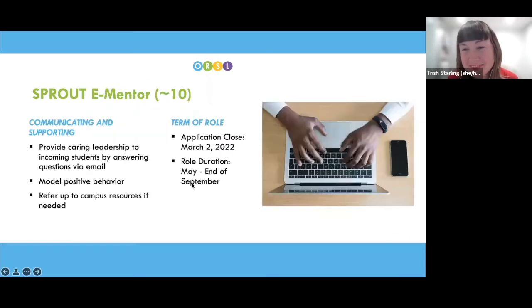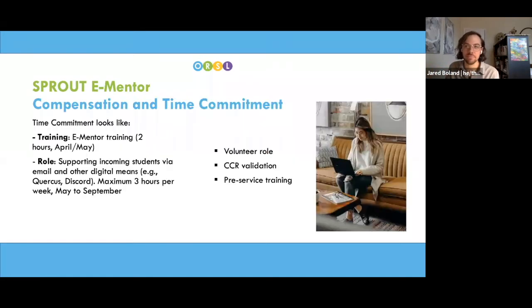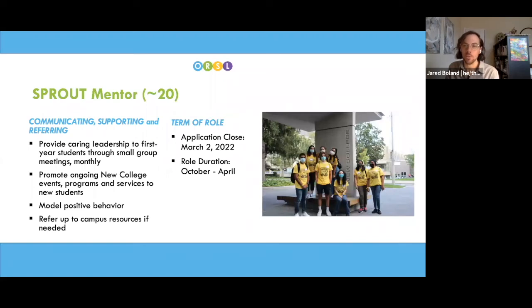Super. And just to reiterate, we're looking to hire about 10 people as Sprout EMentors. So a tight little team, really great opportunity to get to know some other students in a tight-knit kind of way. Okay, so the EMentor position runs from May through to September. The Sprout mentors kick off from October and close out the year through to the end of April. So this is your year-long role providing mentorship to students. Again, providing not just leadership, but caring leadership to first-year students through the year in small groups on a monthly basis. Talking about new college events, programs, and services, helping students find their way, providing referrals, and of course, modeling positive behavior.